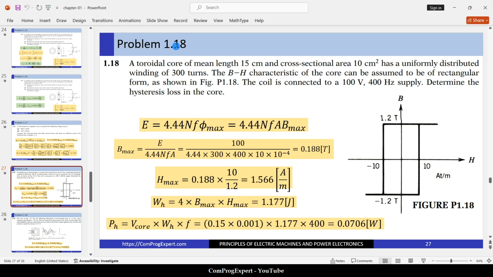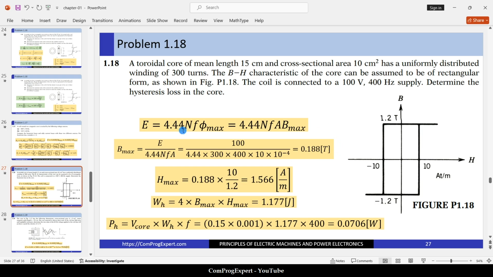Problem 18. A toroidal core of mean length 15 centimeter and cross-sectional area of 10 centimeter square has a uniformly distributed winding of 300 turns. The BH characteristic of the core can be assumed to be of rectangular form as shown in this figure. The coil is connected to a 100 volt 400 hertz supply. Determine the hysteresis loss in the core.